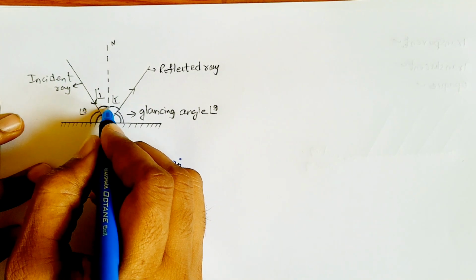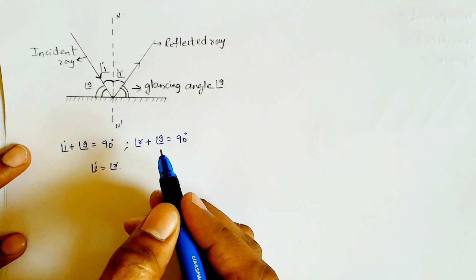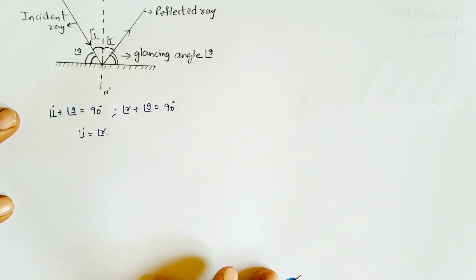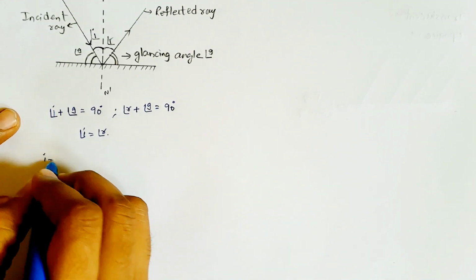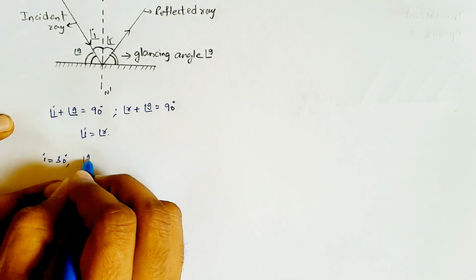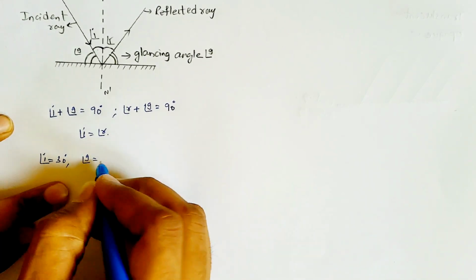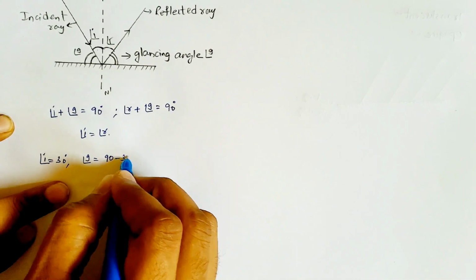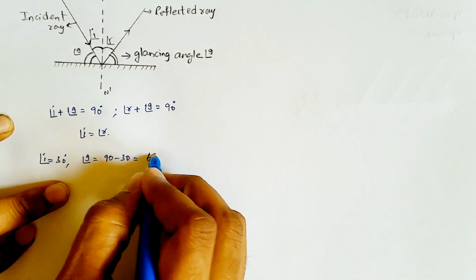Suppose they give the angle of incidence. Imagine that they have given the angle of incidence is equal to 30 degrees and they ask you to find the angle of glancing. What will it be? 90 minus 30, that will be equal to 60 degrees.